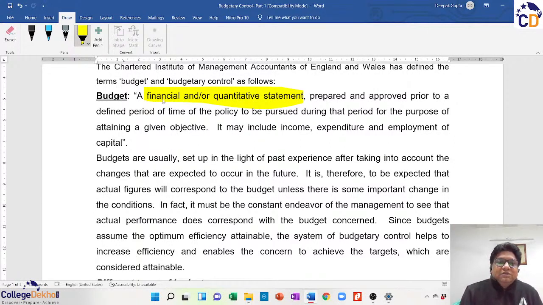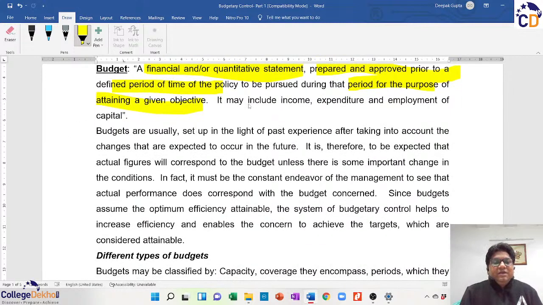So a financial statement is more exhaustive, which is prepared and approved prior to a definite period of time. That means you are working in a pre-planned manner. You are making a statement in advance before the period starts, so that it can act as an objective to be achieved during that period for the purpose of attaining a given object. This budget can be of income, an income budget or profit budget, or of expenditure, or of how many people have to be hired, or how much capital employed. It can be regarding anything.